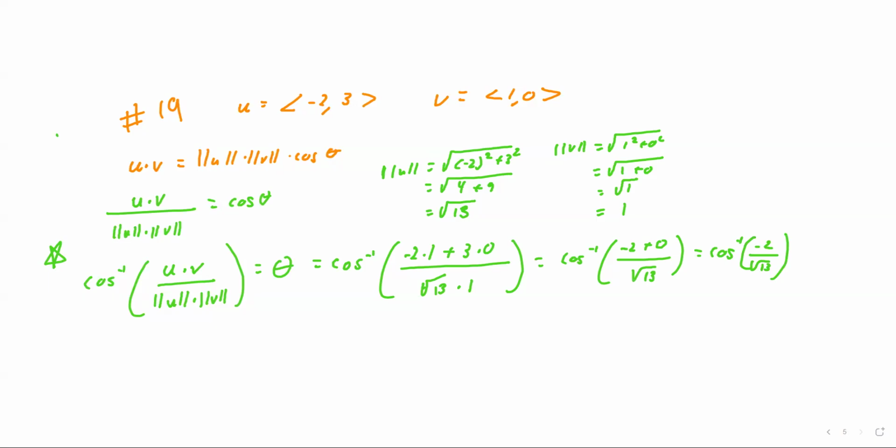So I'm going to go to my calculator. I'm going to go to trig. I'm going to go to cosine inverse, and then I'll do control divide, and I'll do -2 over the square root of 13. My calculator is in degrees, and that is what your test or your homework is going to want as well. So make sure your calculator is in degrees. And in the calculator, I do get 123.69.